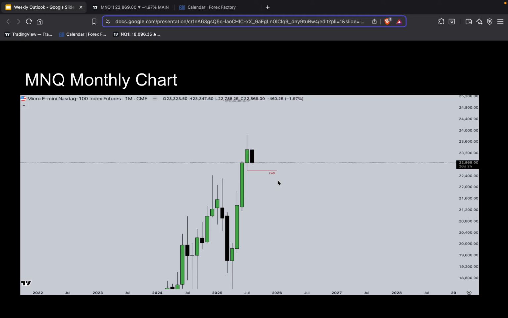This month I expect bearish price action on NQ, because as I mentioned earlier, I'm bullish on dollar index, and my focus is here. It could potentially trade to that previous month's low.